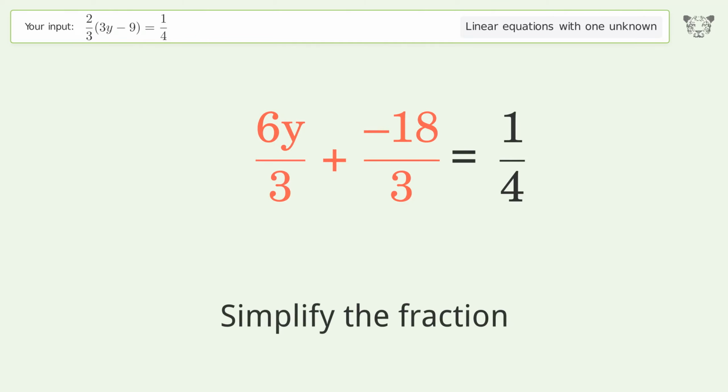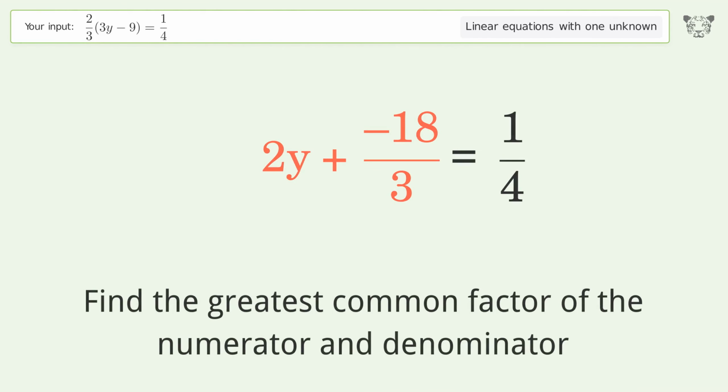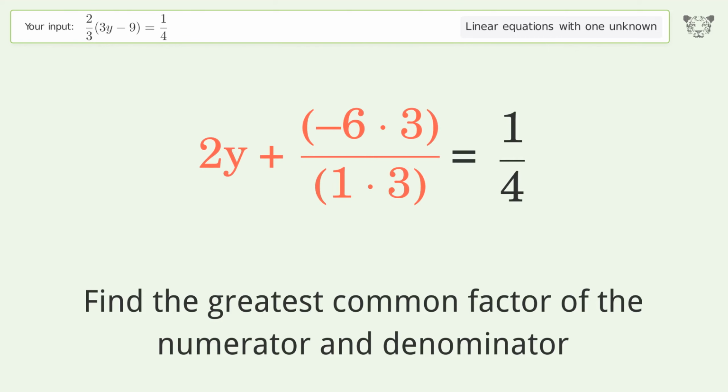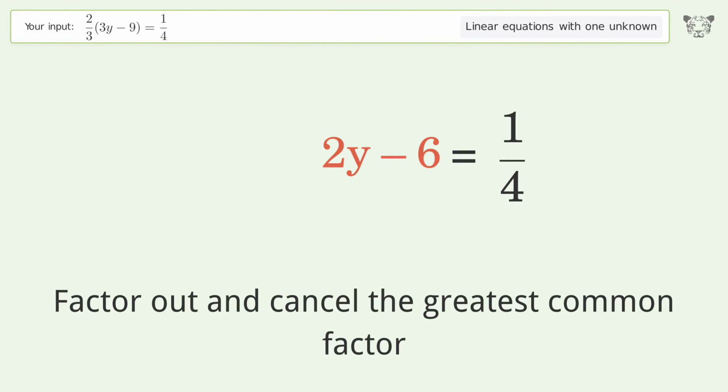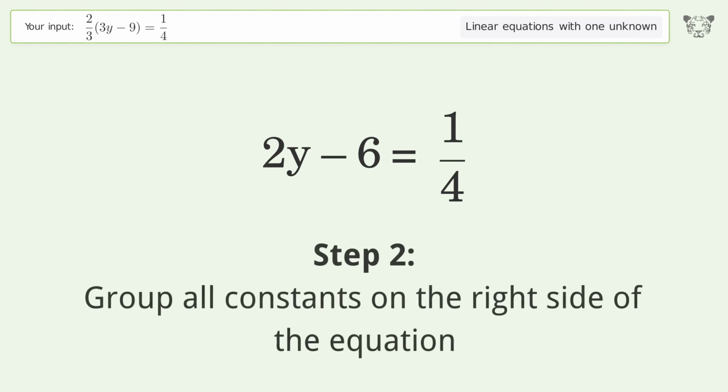Simplify the fraction. Find the greatest common factor of the numerator and denominator. Factor out and cancel the greatest common factor. Group all constants on the right side of the equation.